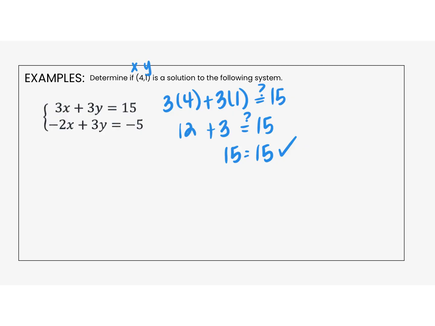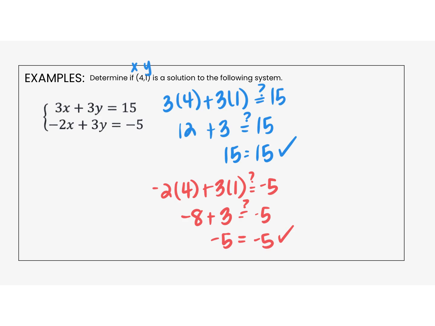Let's try our second equation. So negative 2 times 4 plus 3 times 1, does that equal negative 5? So negative 2 times 4 is negative 8 plus 3. And yes, that does equal negative 5. Okay, so the answer to this would be yes, this is a solution, because it makes both equations true. That x and y value, when we plug it in, satisfies both equations.